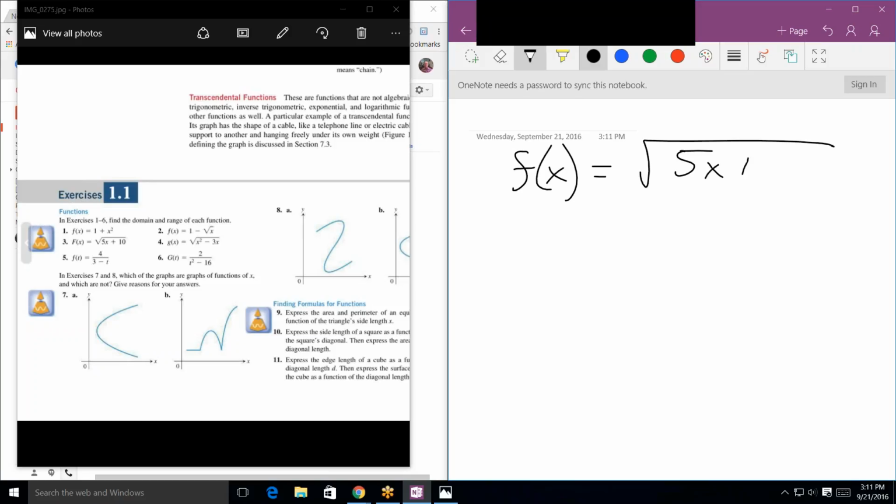All right, now, what are the restrictions on the domain? What can be inside the absolute value? Can you have a negative number? No. Okay, so the way we solve this is we take whatever's inside the radical sign and we make sure that it's greater than or equal to 0. And then we solve that. So what's the solution to this?